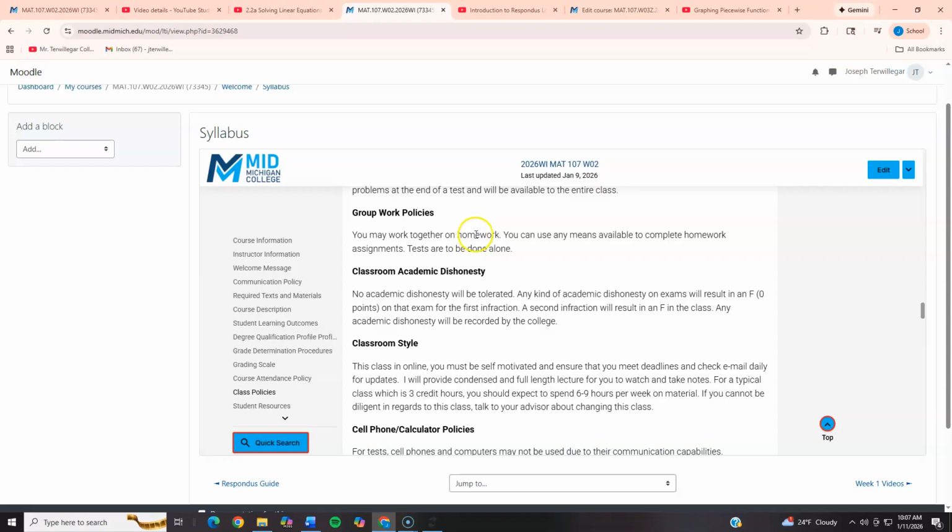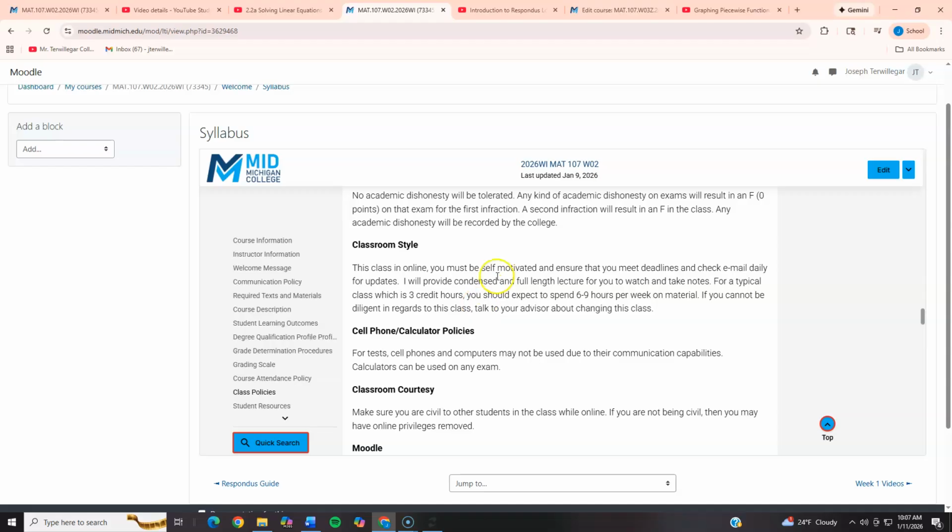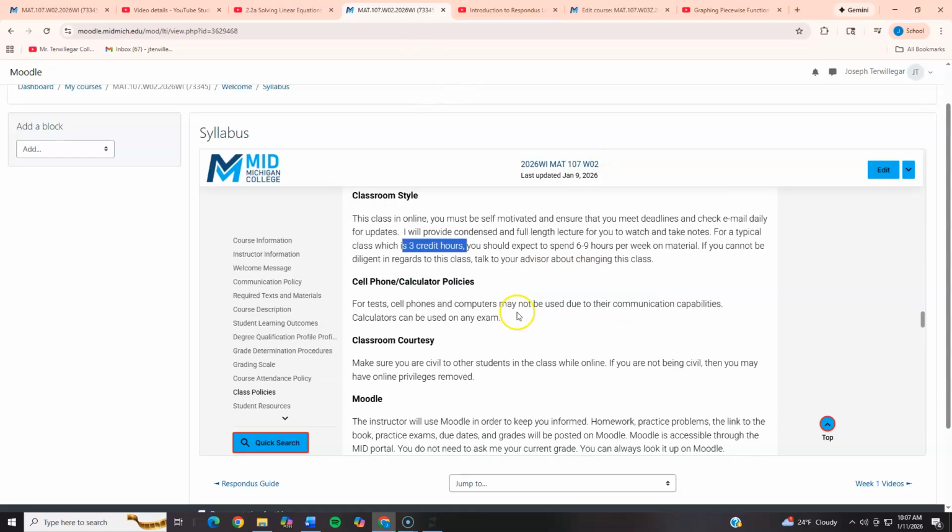Homework, you can work together as a group. Tests have to be done alone. Don't cheat. This is a 3-credit course. That does not mean 3 hours per week, okay? I'm always amazed how many people reach out to me about that. But yeah, it means 3. There could be 3 hours of lecture, but then you could have 3 hours of homework. So expect a 3-credit course to take you more than 3 hours a week, okay? If you believe you can't pull that off, talk to your advisor about changing.